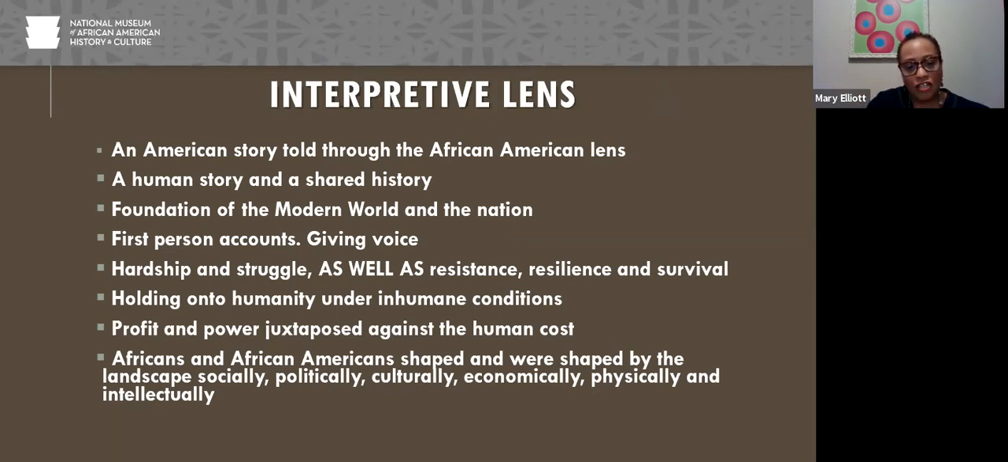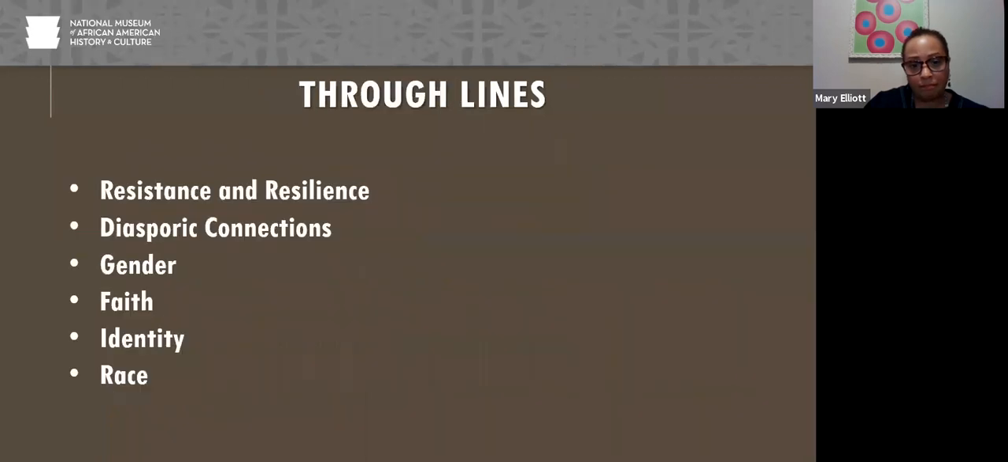We also look at the hardship and struggle, as well as resistance, resilience, and survival. We look at how people held on to their humanity under inhumane conditions. We look at the juxtapositions of profit and power against the human cost. And we look at how people of African descent, African Americans, shaped and were shaped by the landscape, socially, politically, culturally, economically, physically, intellectually, and one can add spiritually.